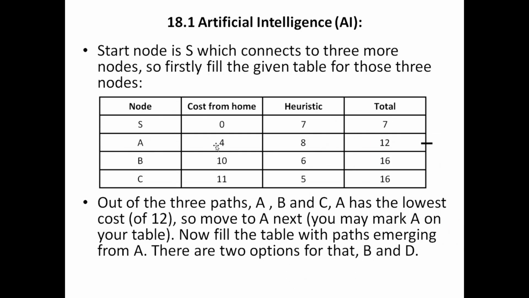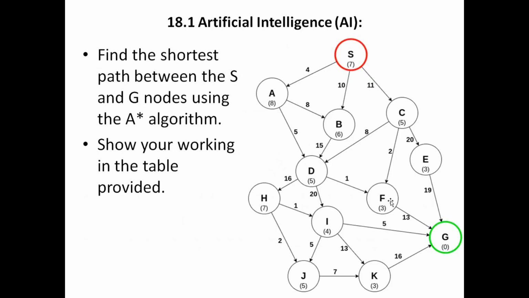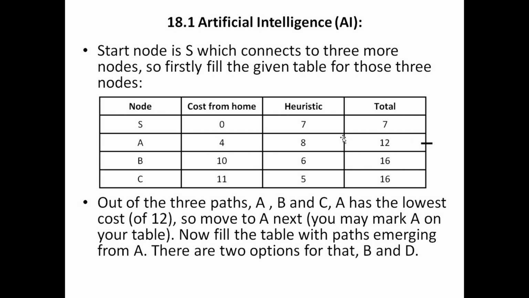So as you can see, you will solve it like this. S will be 0, heuristic was 7, total will be 7. Then we have A, cost from home was 4, heuristic was 8, it's 12. I'm just solving it as an example so you know how to solve this table. I've already solved it.